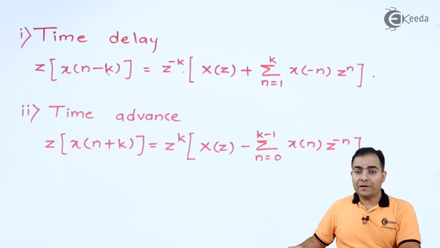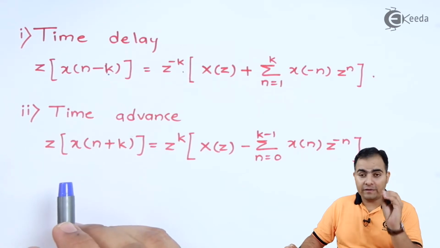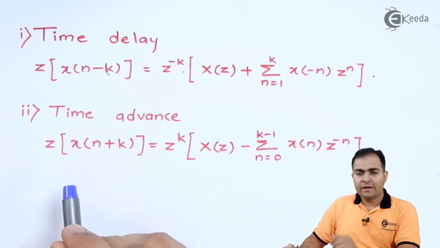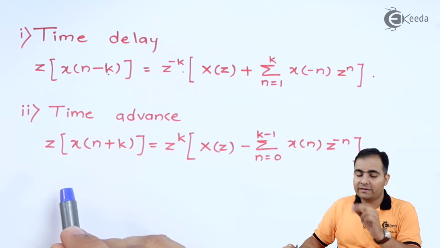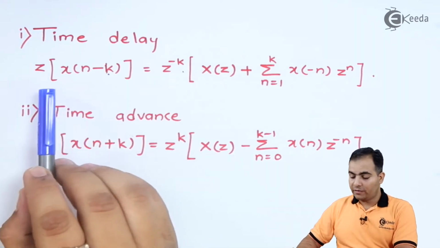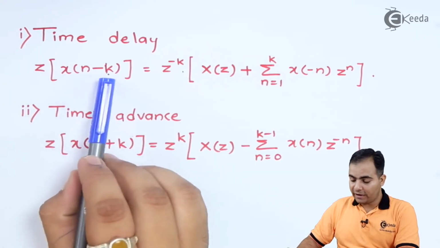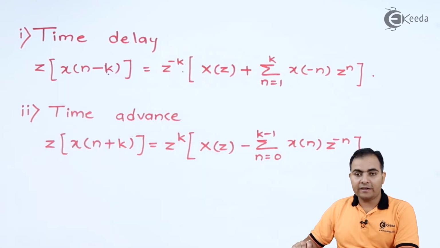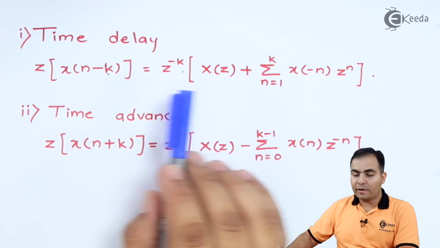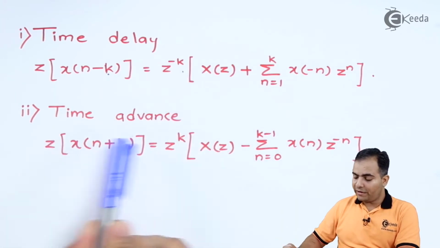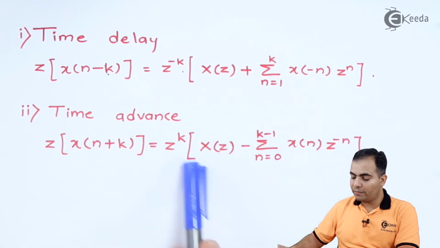Before moving to the solution, first of all we should know the property statement of the one-sided time shifting property of Z transform. Basically it is classified into two parts. First property is for time delay and second is for time advance. Now the first formula is for time delay. Here the Z transform of x of n minus k, that is, the function is delayed by k. Now as the function is delayed by k, I have multiplied this whole bracket by z to the power minus k. Look here in time advance. Here the function is advanced by plus k, so I have multiplied this whole bracket by z to the power plus k.